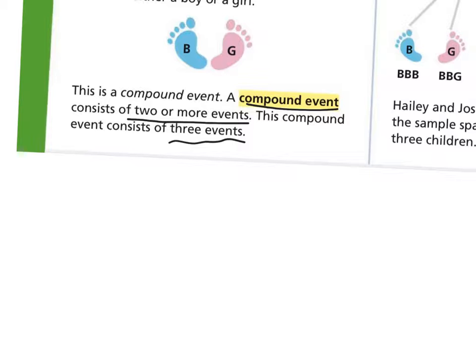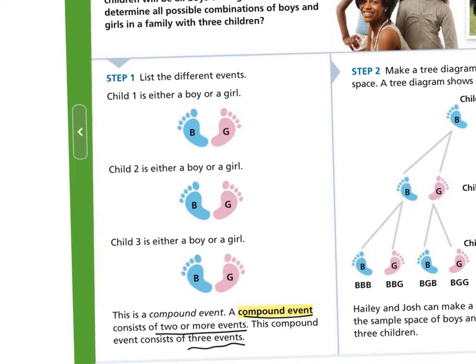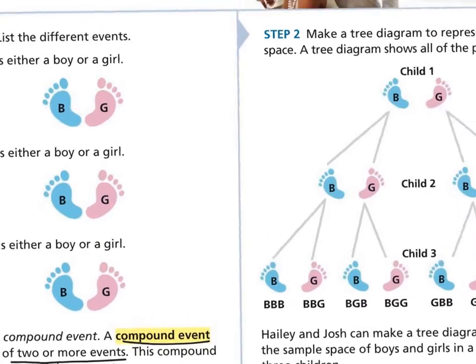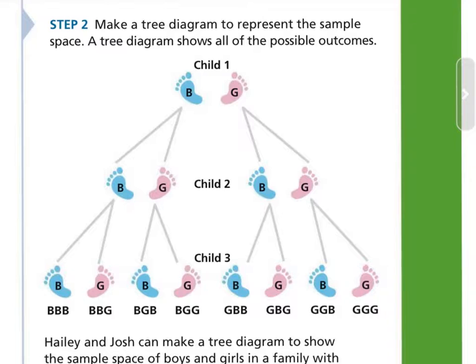So what they did here, they listed out some options. The first child could be a boy or girl, the second one could be boy or girl, the third one could be boy or girl. And then they made a tree diagram here, looking at the different routes we could take. So we could start out with the boy, and then work down this way. We could have a boy and then a boy and then a girl, or a boy and then a girl and a boy, and so on.